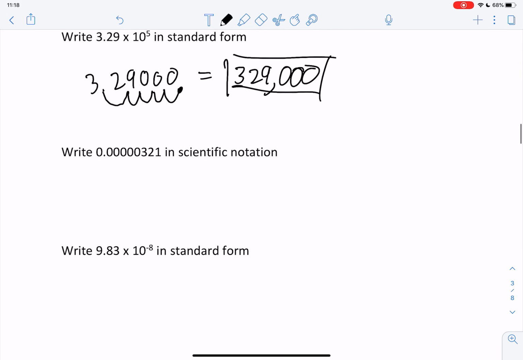All right, a few more just for more practice. Write 0.0000321 in scientific notation. So this is a really small number, so we know this is going to be a negative exponent. So maybe we can zoom in here.